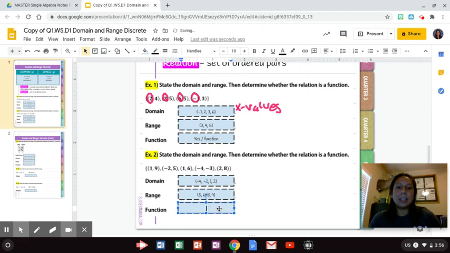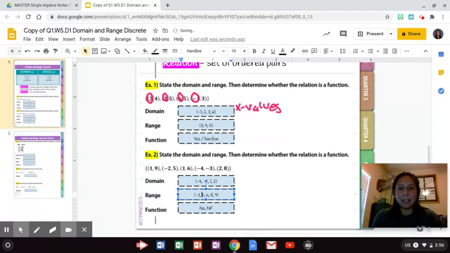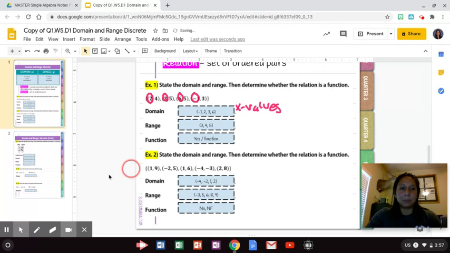Lastly, I have to determine, is it a function? Are all of my X values different? Are they all different? No. Because you'll notice that that 1 repeated, so it's not a function. Oh, and I'm just seeing that I missed a Y value. There's a -3 here, so I'm going to go back and input that -3 into my list. So now I have all of my domain and my range listed out.